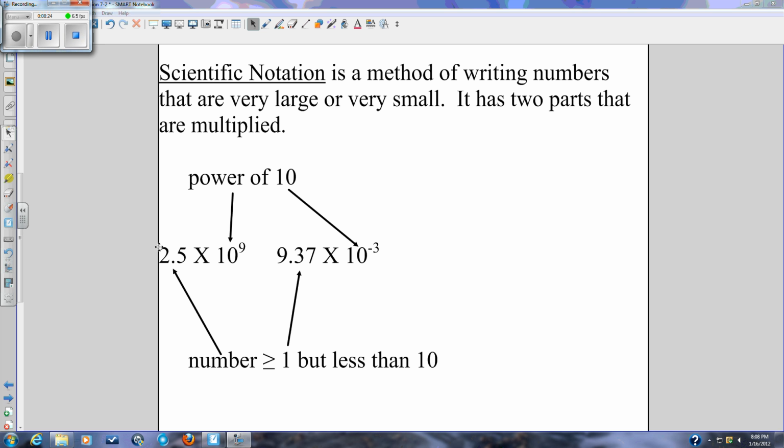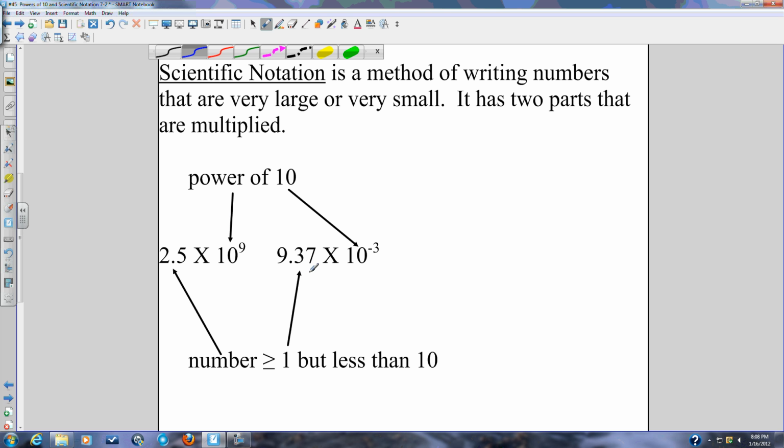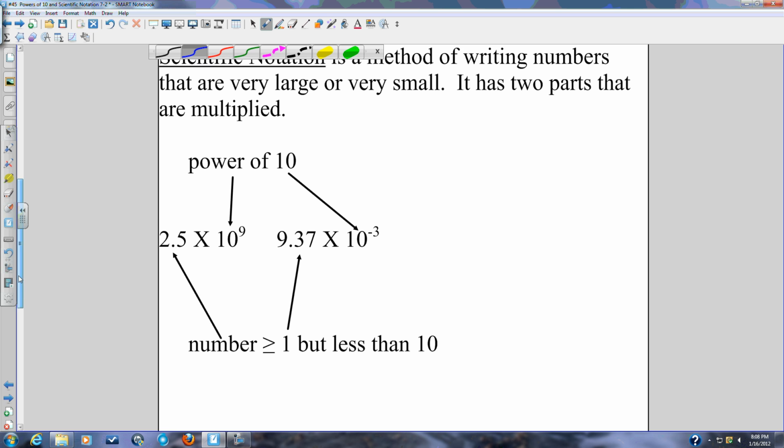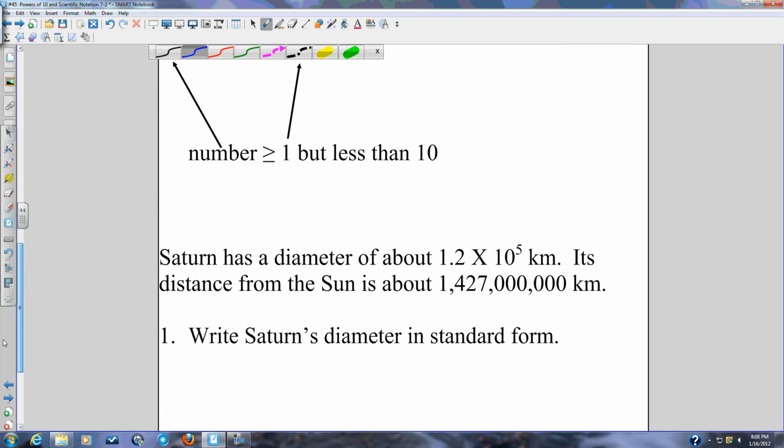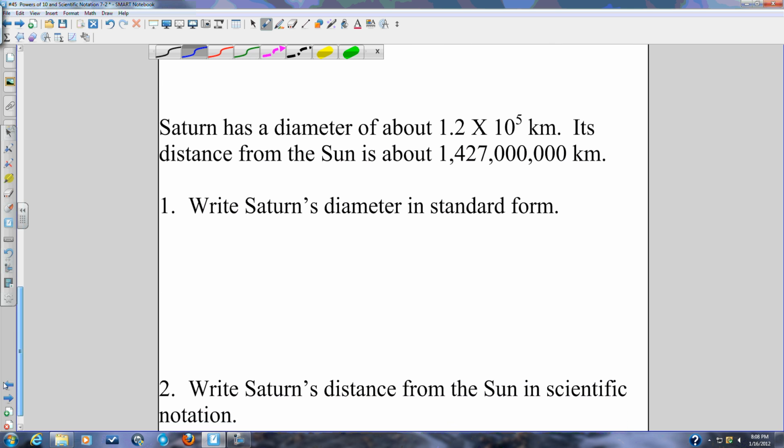So here are 2 examples, 2.5 times 10 to the 9th. This 2.5 is a number greater than or equal to 1, but less than 10, followed by a power of 10. And then we have 9.37 times 10 to the negative third power. This is another example of scientific notation. The 9.37 is greater than or equal to 1, but less than 10. And then it's multiplied by a power of 10. And it doesn't matter whether the power of 10 is positive or negative.